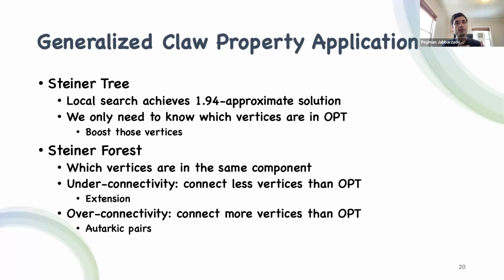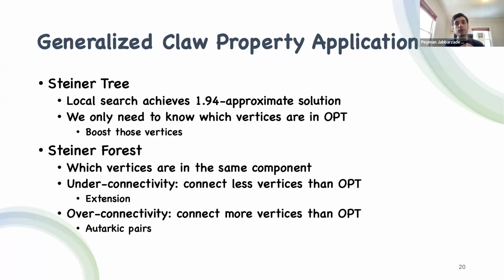So intuitively, I just want to say that there are two different cases. One case is that we have under-connectivity. Basically, we are connecting fewer vertices compared to the optimal solution. So for example, the optimal solution is one component, but we have many components. This is one case, just intuitively, but we designed an extension approach that solves this issue.